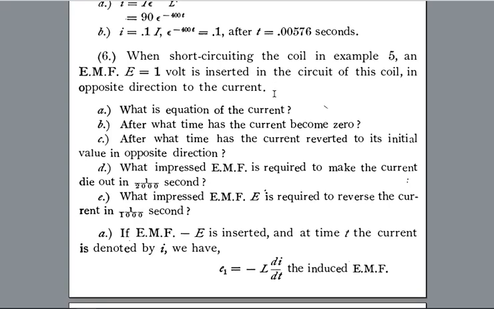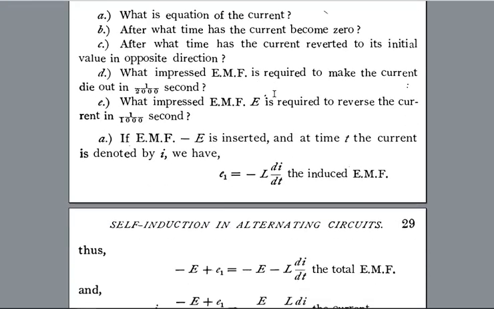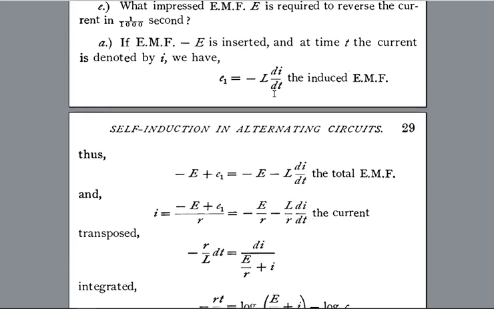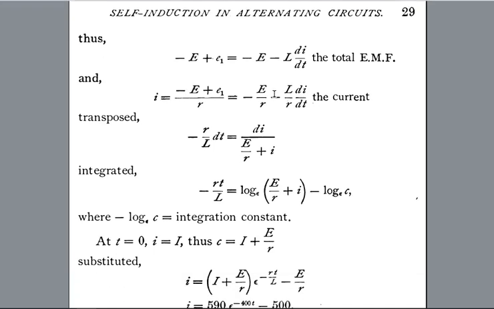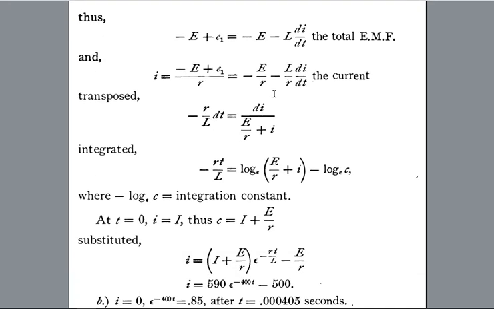A. If electromotive force negative E is inserted, and at time t the current is denoted by I, we have e1 equals negative L di by dt, the induced electromotive force. Thus, negative E plus e1 equals negative E minus L di by dt, the total electromotive force. And I equals (negative E plus e1) over R equals negative E over R minus L over R times di by dt. Transposed, negative R over L dt equals di over (E over R plus I). Integrated, negative Rt over L equals natural log of (E over R plus I) minus natural log of C, where C is the integration constant.